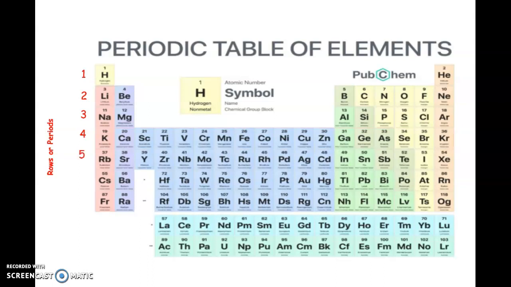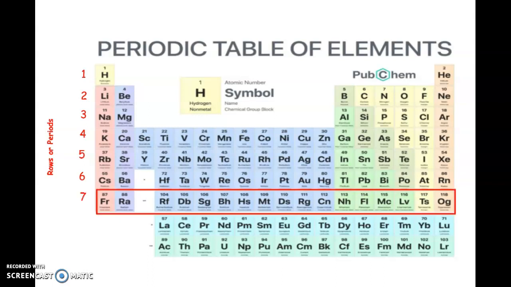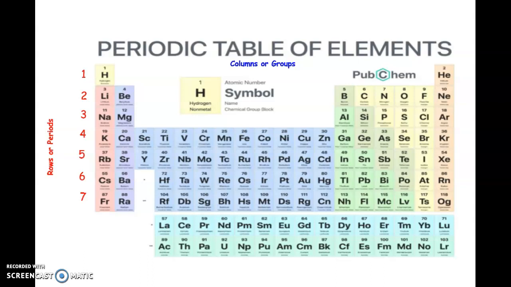4, 5, 6, and 7. Next we want to look at, that was the horizontal lines. Now we want to look at the vertical lines, also known as columns or groups.